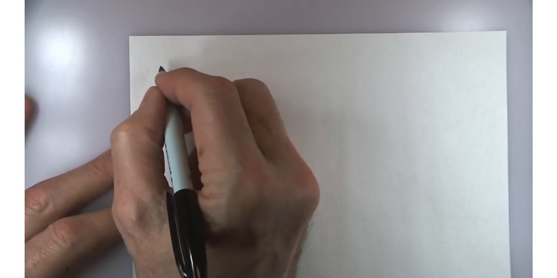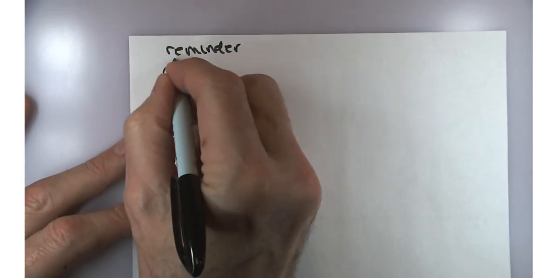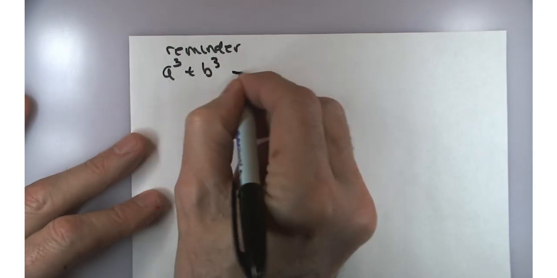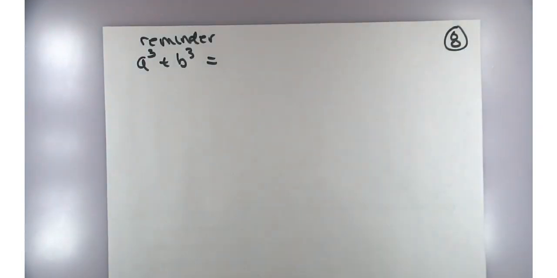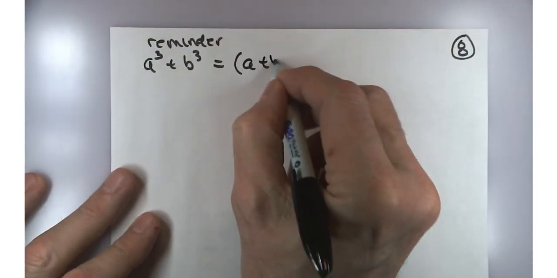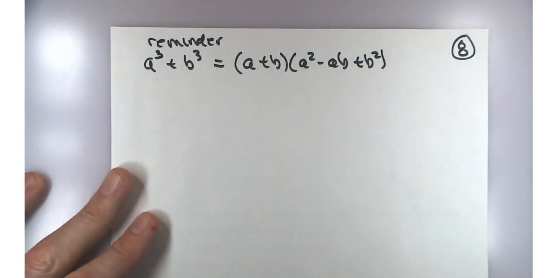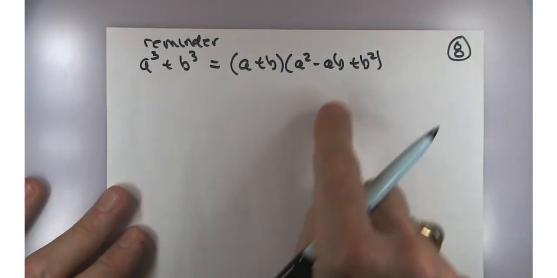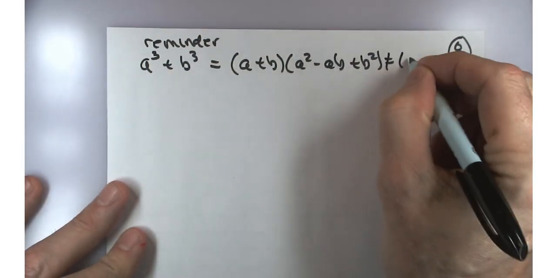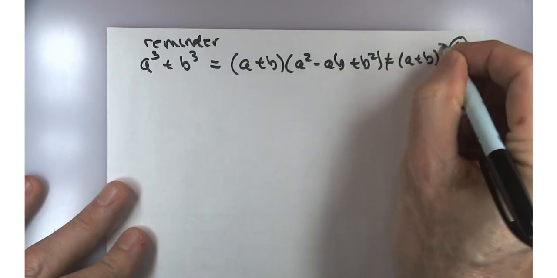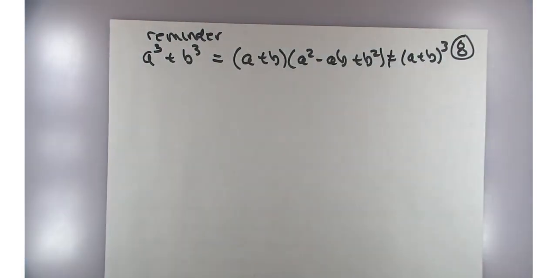This time it's going to be a reminder. A cubed plus b cubed factors into the form of a plus b, a squared minus ab plus b squared. This doesn't factor any further. It is not equal to a plus b cubed. Don't try and take that shortcut. It just doesn't work. You will be making it easy for me to grade, if you know what I mean.